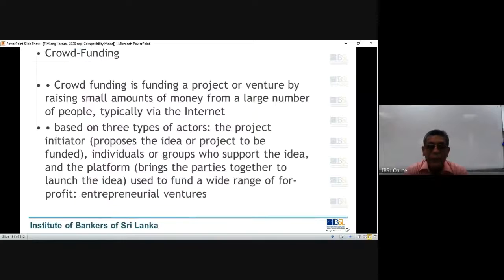Okay, right. Then you have some companies, you need to understand that also. That's what you call crowdfunding, right? So these are new things, very novel things. Crowdfunding is funding a project or venture by raising small amounts of money from a large number of people, typically via the internet.